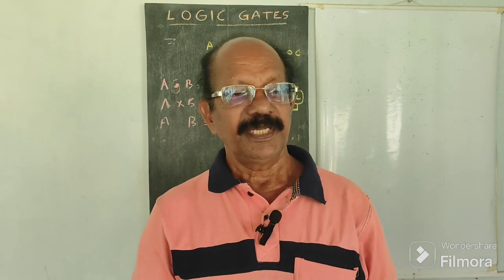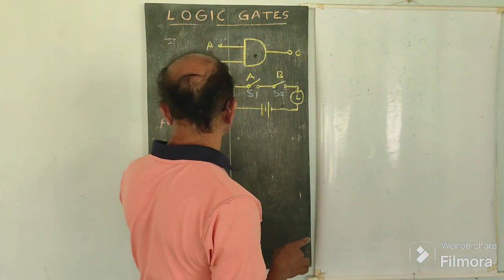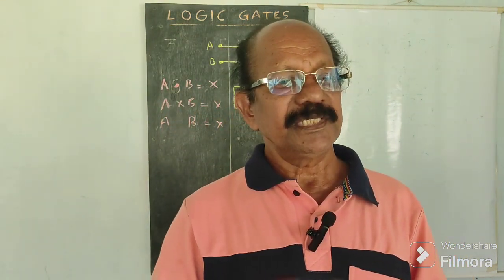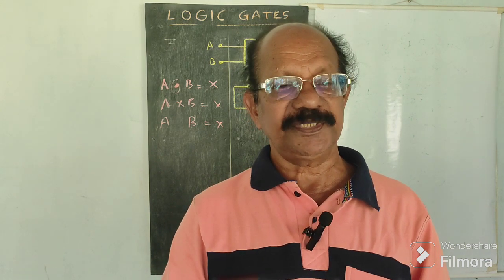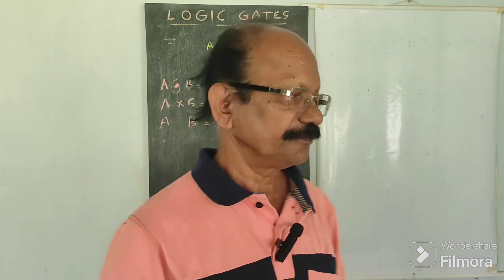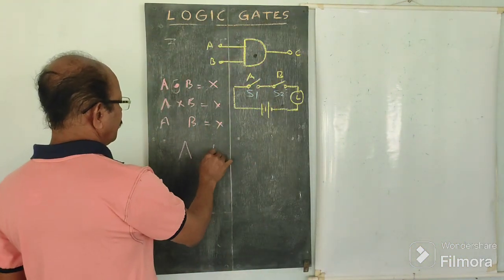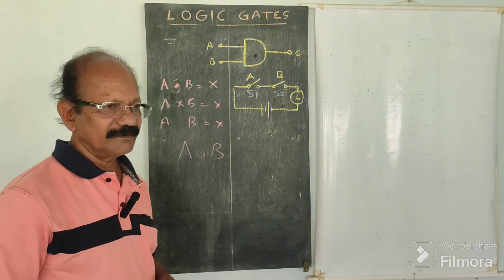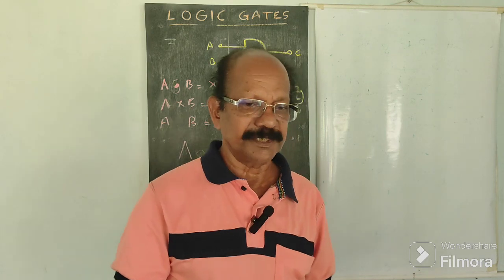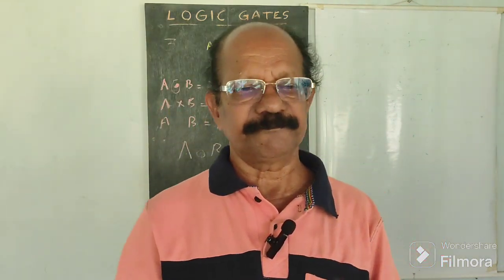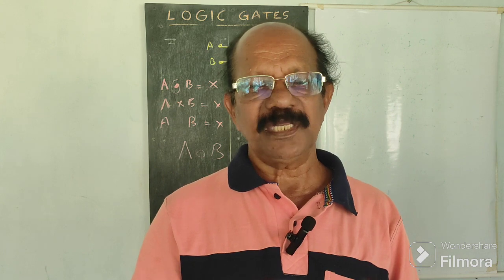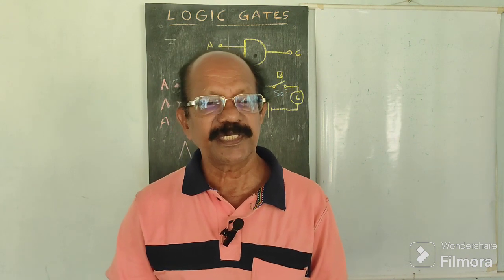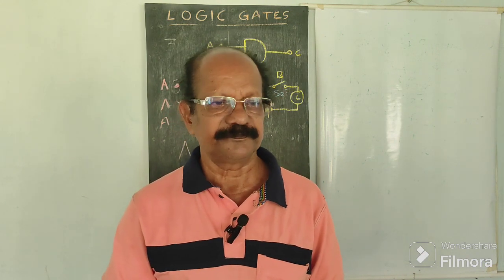Often the sign x here is replaced by a dot, which itself is generally omitted as shown above. Suppose we are giving like that, the dot is sometimes omitted, therefore avoiding that confusion. The logical meaning of the above equation: output X is 1 only when both A and B are high.